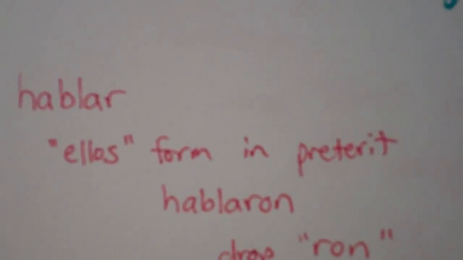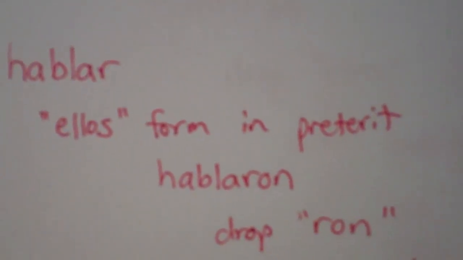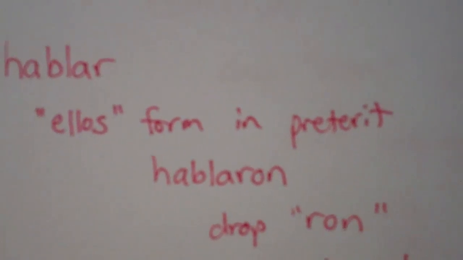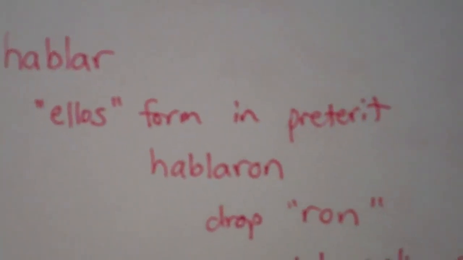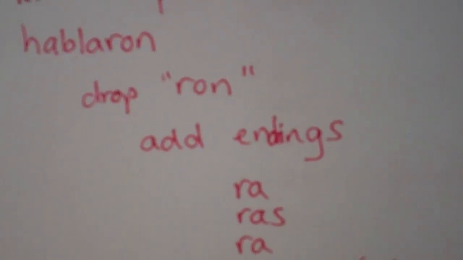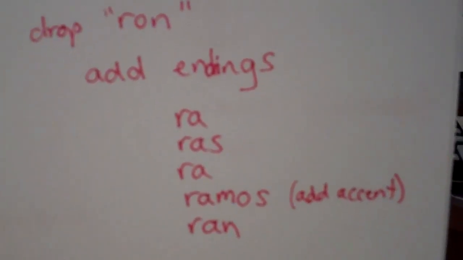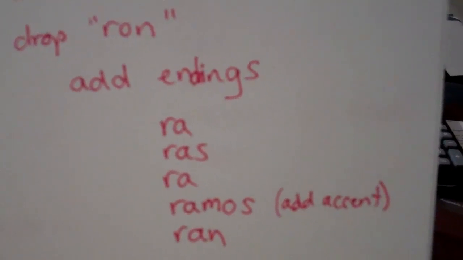So taking the verb hablar, if we form the verb hablar in the ellos form in the preterite, we have hablaron. Then what we do is drop the ron and instead add the imperfect subjunctive endings. Those imperfect subjunctive endings look a little bit like a cheer. Ra, ras, ra, ramos, ran. We're going to add those endings to what's left over after we remove the ron.